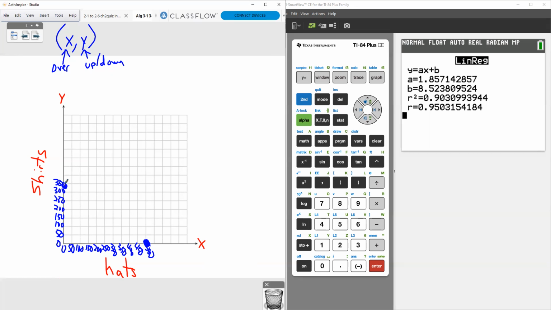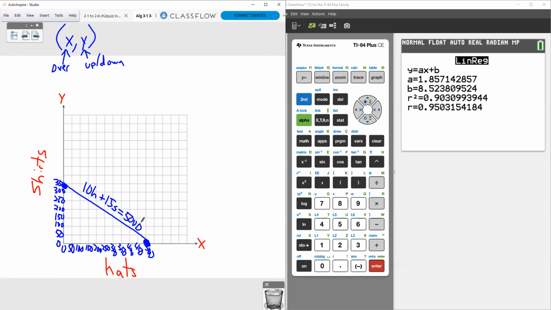I'm going to connect my dots. Now, when you go to connect your dots, in this particular one, we're talking about hats and shirts. I'm not going to put an arrow on the ends of my line because I can't have a negative number of shirts. I can't have a negative number of hats. So I'm just going to leave it like that without arrows at the end. But you do have to label your line. So our equation of our line is 10h plus 15s equals 5,000.